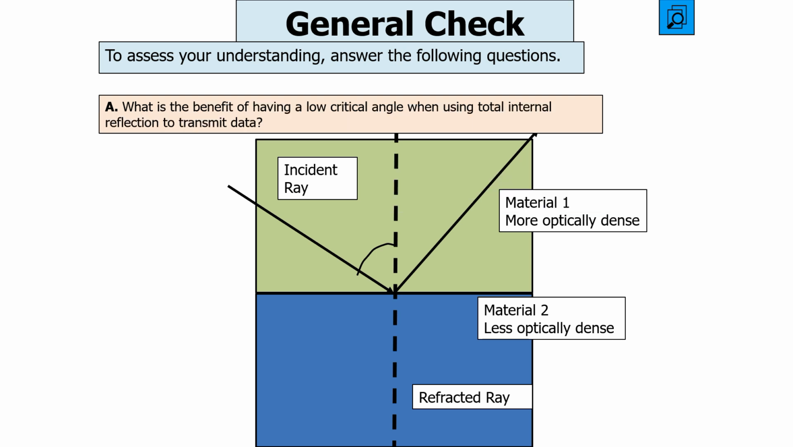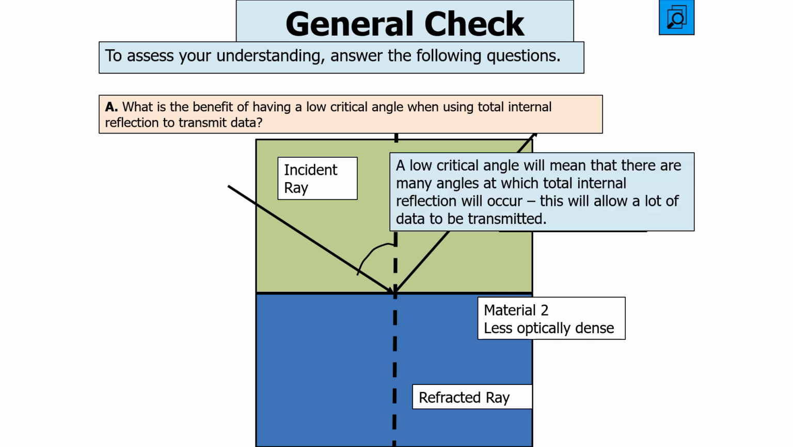What is the benefit of having a low critical angle when using total internal reflection to transmit data? So pause the video now, then unpause the video when you want to go through your answer. A low critical angle will mean that there are many angles at which total internal reflection will occur. This will allow a lot of data to be transmitted.